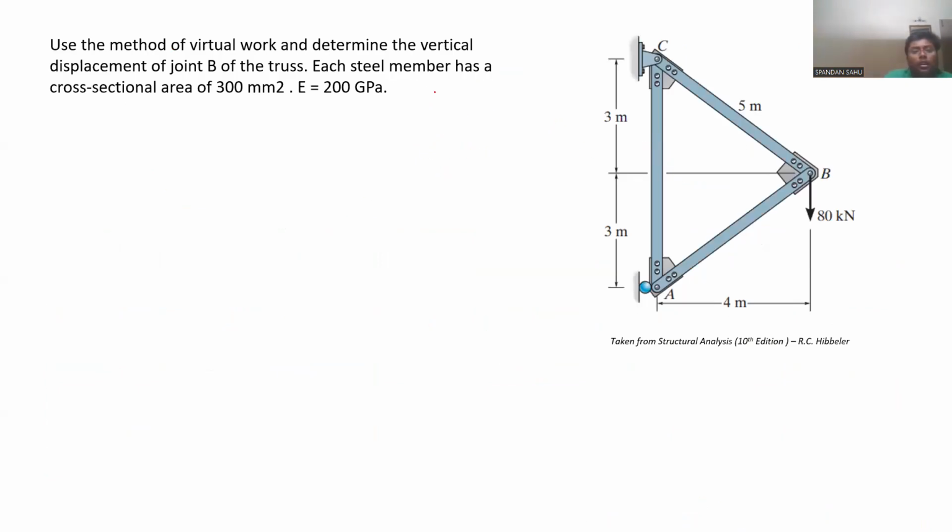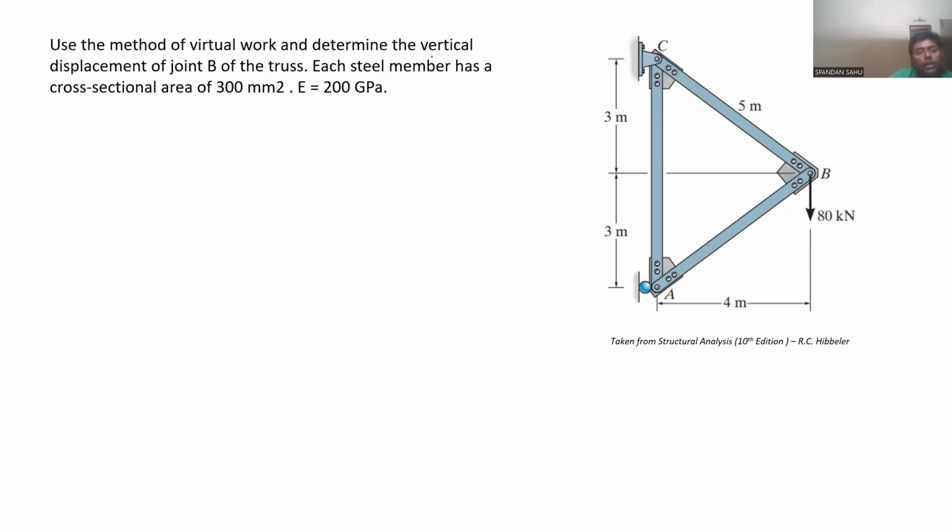Now we need to solve this problem. The methodology is same for each and every problem. It might be cumbersome, tiring, but the methodology is same. So here, this is a comparatively easy problem because only 3 members are there, so we can easily do it. So let us do it.